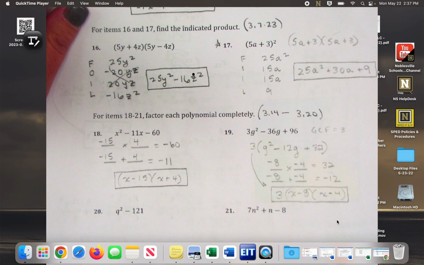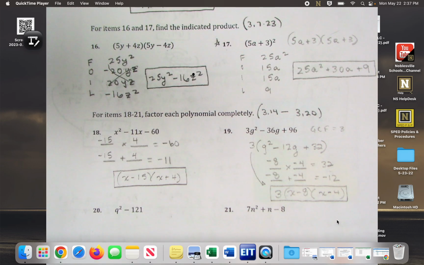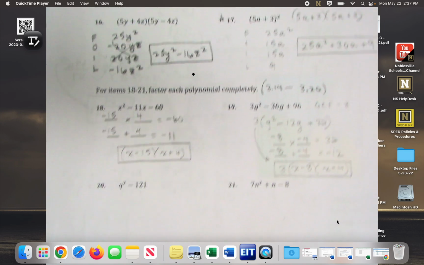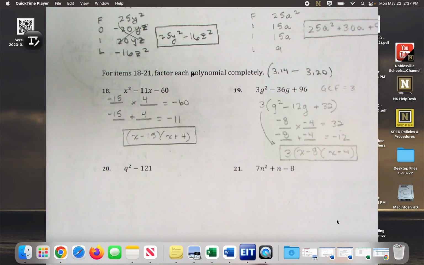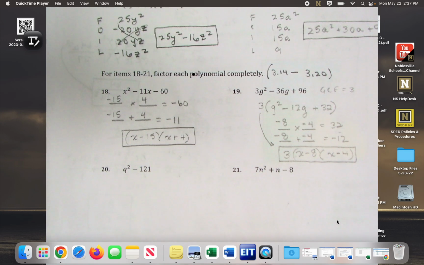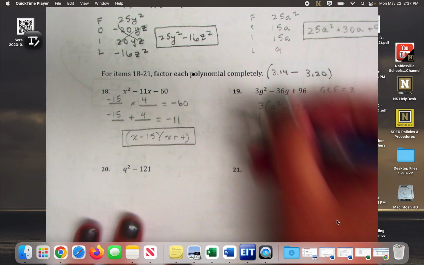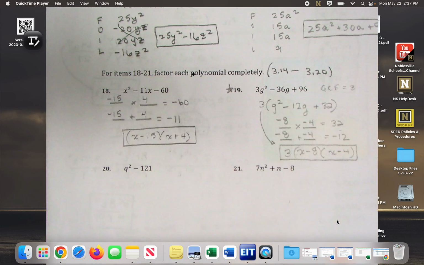How can you check your work when we are factoring? You can FOIL, right? And then you should get exactly what you started with. Okay? Put a star next to number 19.